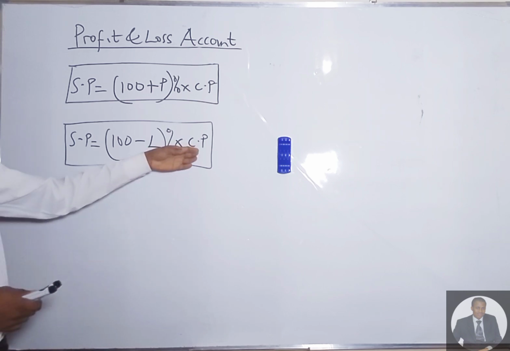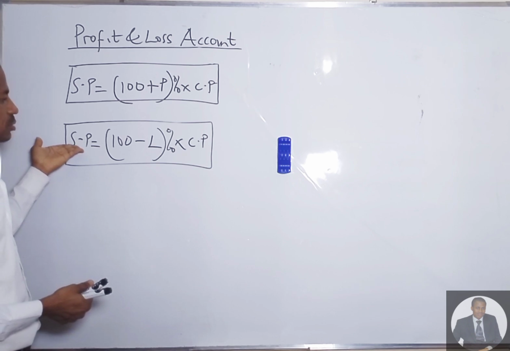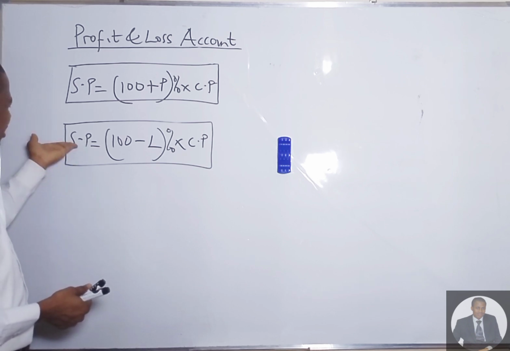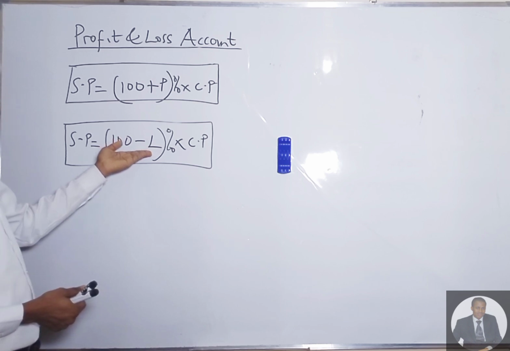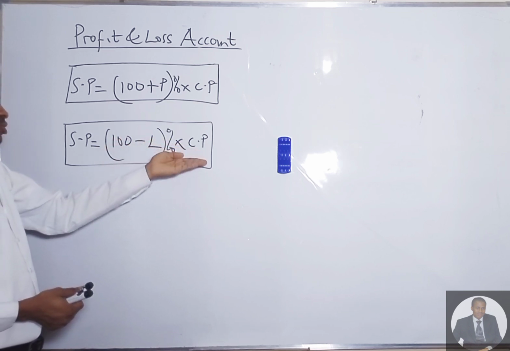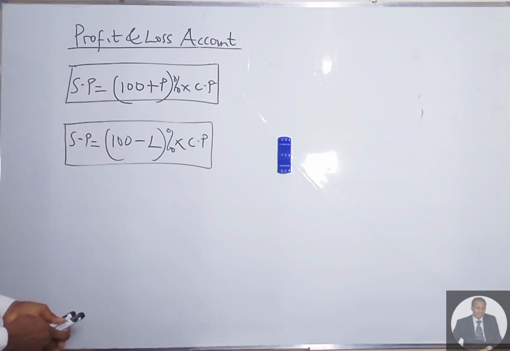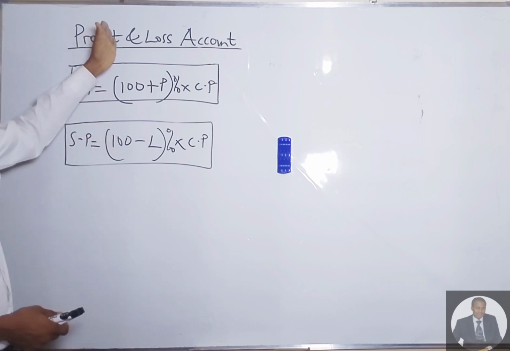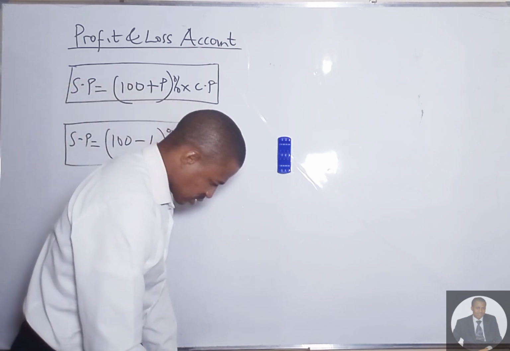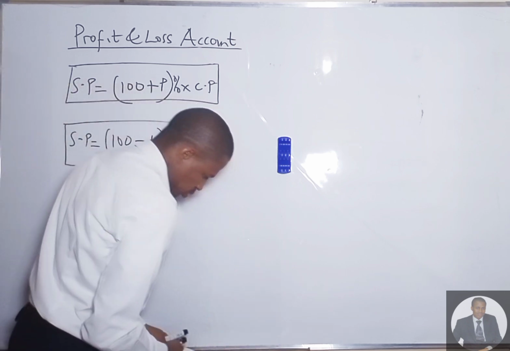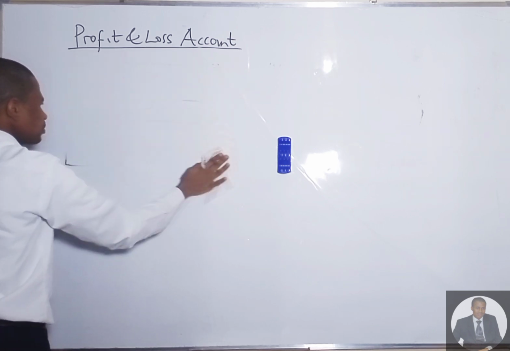You are given cost price, you are given the loss percent, but you have to find how much the person sold it. Or sometimes you are given the selling price, you are given the loss percent, and you are asked what is the cost price, how much did the person buy it. These formulas will be used to explain and explore profit and loss account. Let's look at some questions to buttress what we have said.